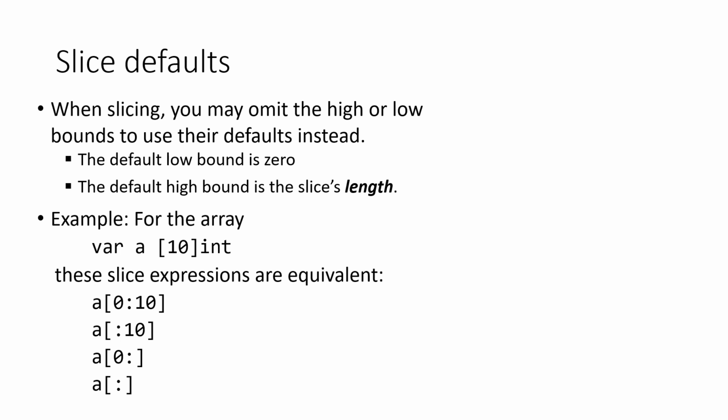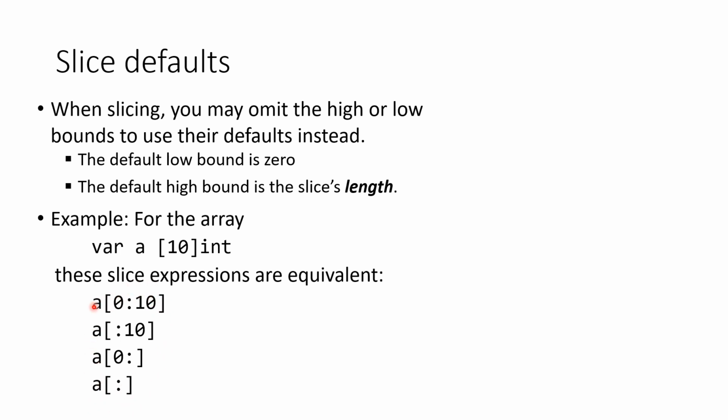When slicing, you may omit the high or low bounds to use their default instead. The default low bound of a slice is always 0. The default high bound is the length of the slice. For example, given the array A of 10 int, these slice expressions are equivalent.